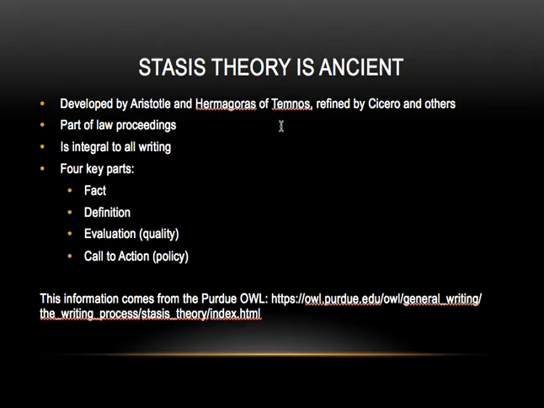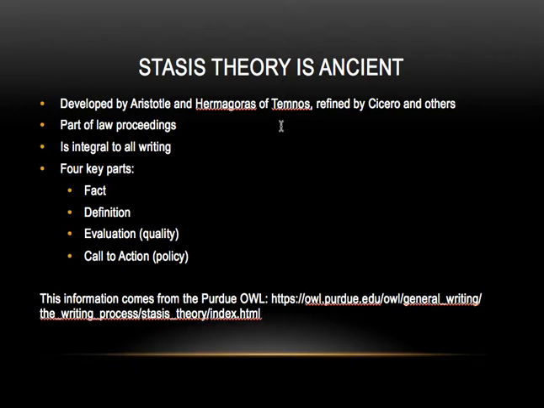So, stasis theory goes back just over 2,000 years to Aristotle and this guy Hippocrates of Timnos. I don't know who he is, but it's between the 300s to late 100s BC. It was refined by Cicero, who gave us a lot of laws. So these are the ancient Greeks. And stasis theory was used as part of the legal proceedings. And later on, it became realized that we can use this for basically all writing. And I'll show you how stasis theory is unwittingly part of everything we write.